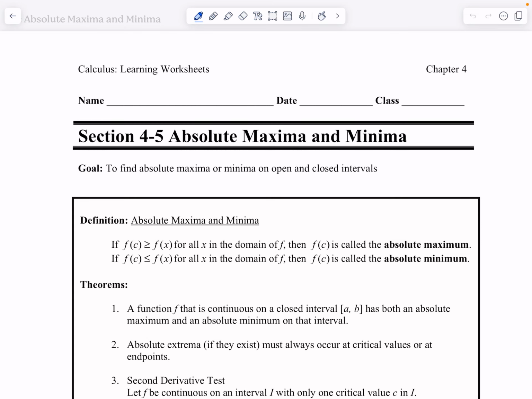Welcome to section 4.5, absolute maxima and minima. Our goal today is to find absolute maxima or minima on open and closed intervals.